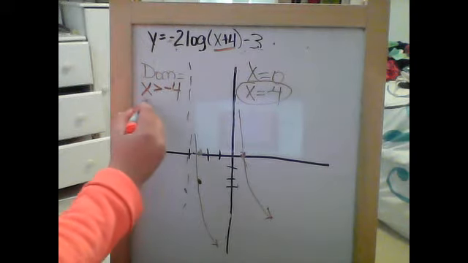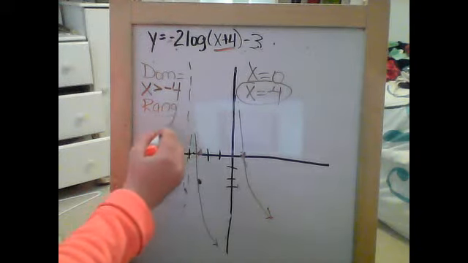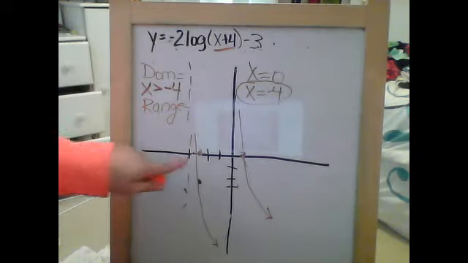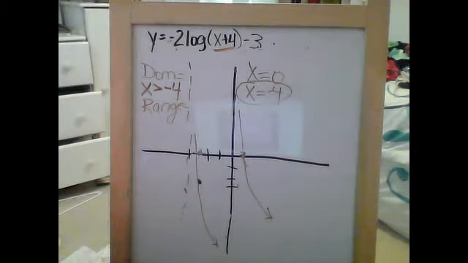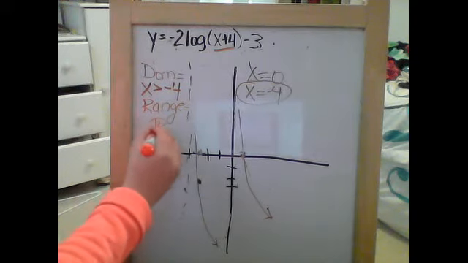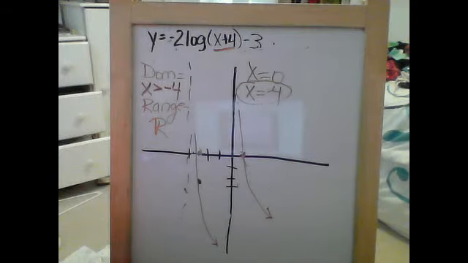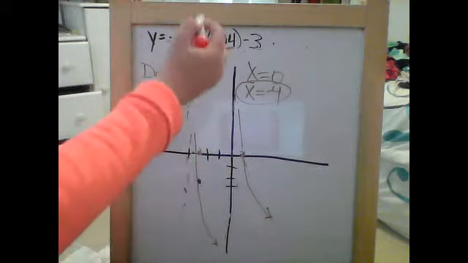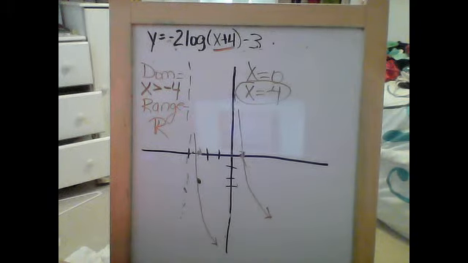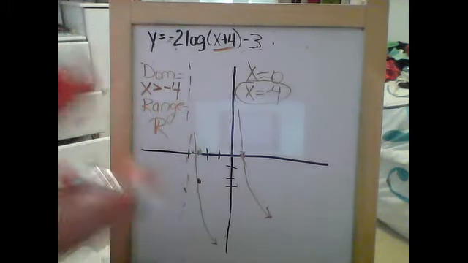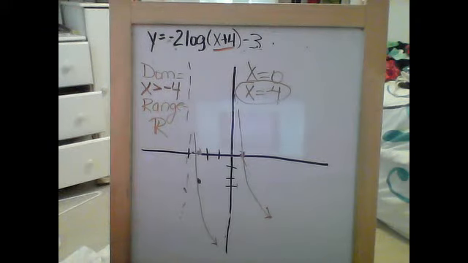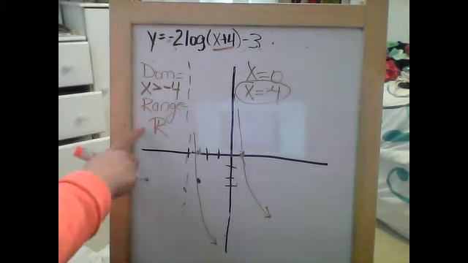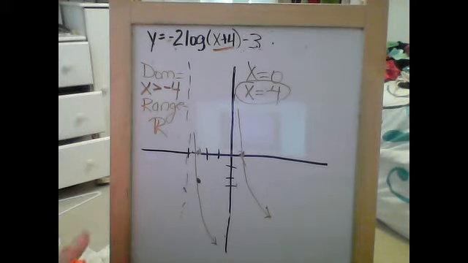Now, our range is our y values, and now we're going up and down. And our y values can actually be any number. They're all real numbers, and I'll write it by doing the little R symbol. Because no matter what x value you have, you can have any y value. Because it's always going to continue and continue. So you're always going to have all real numbers for that range. And that is my completed function. Alright?